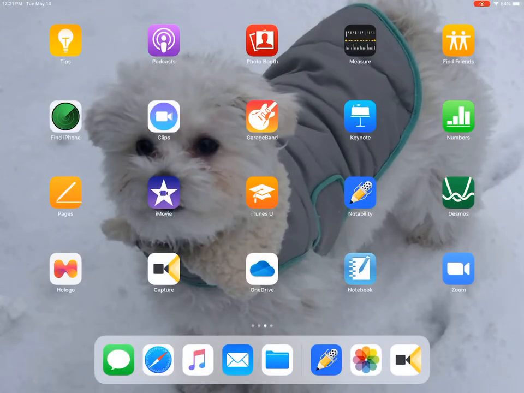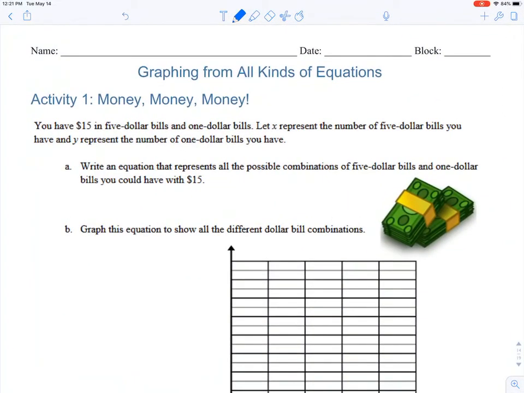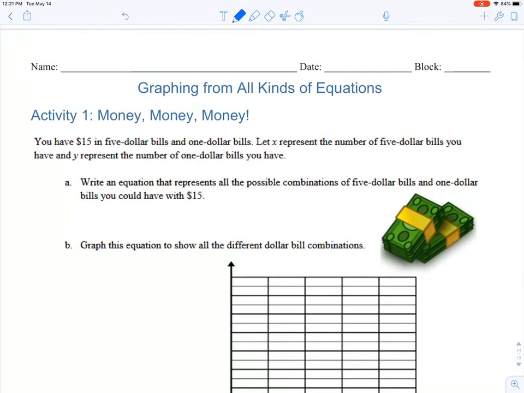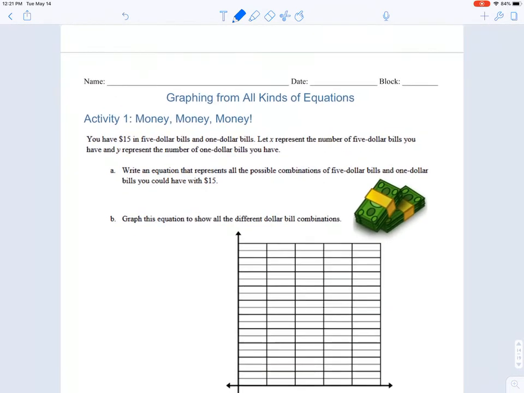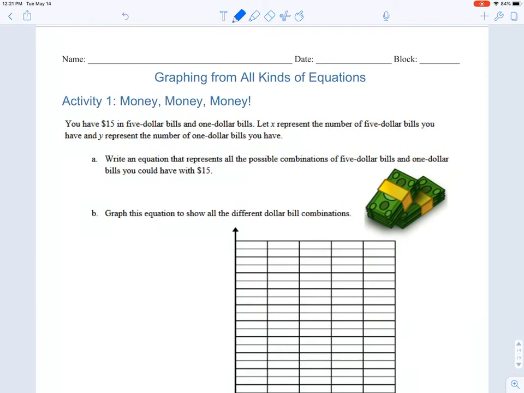Hey guys, today we are going to be working on our second lesson on graphing, but today we're going to be looking at word problems and we're going to be writing our own equations in standard form. Just as a reminder, standard form, and I would like you to write this down just so that you guys remember, is ax plus by equals c. So that's what our equations are going to look like today.